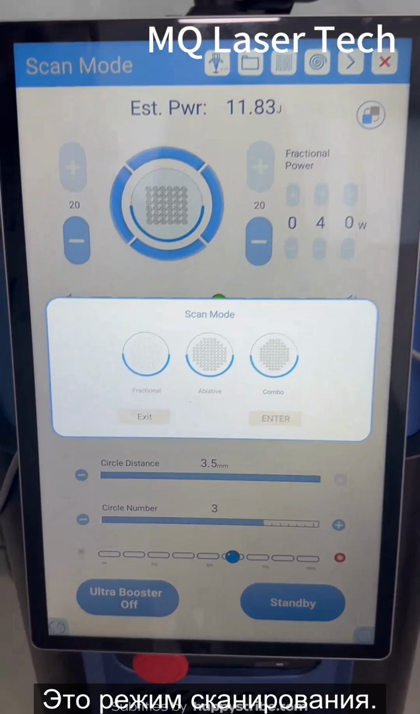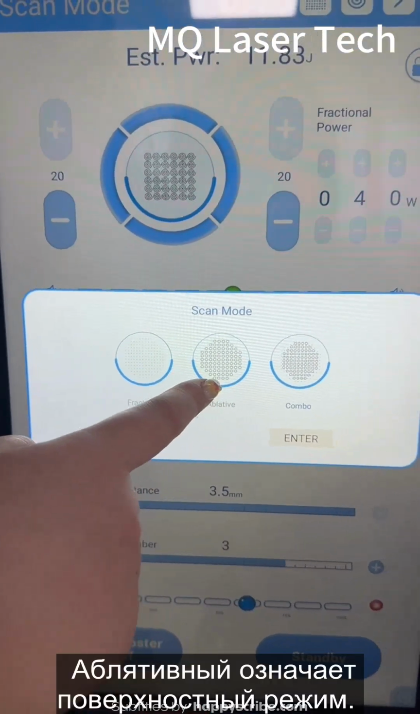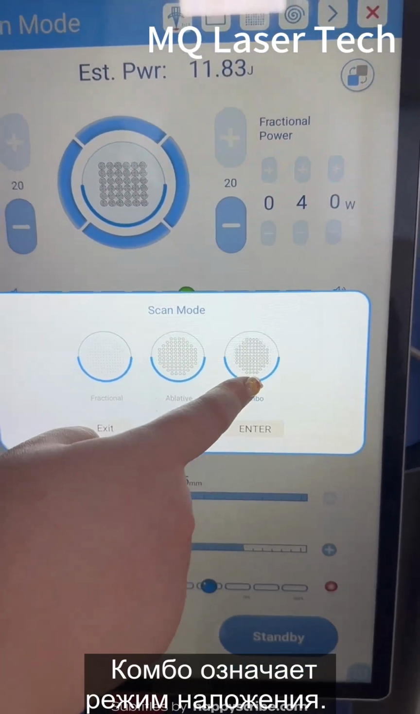This one means the scan mode. Fractional means the deep mode. Ablative means the surface mode. Combo means the blend mode.